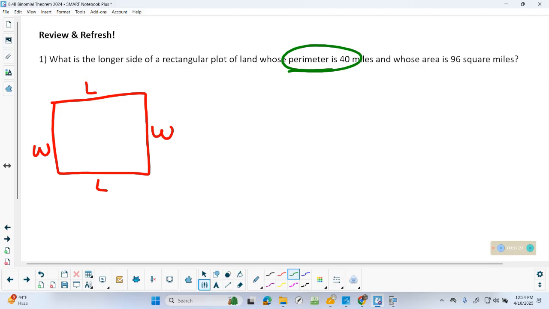So I'm going to do L plus L, I'm just going to put 2L, W plus W. Let's just combine it. And it tells us the perimeter is 40. Got it. Okay, area. How do you do area of a rectangle?